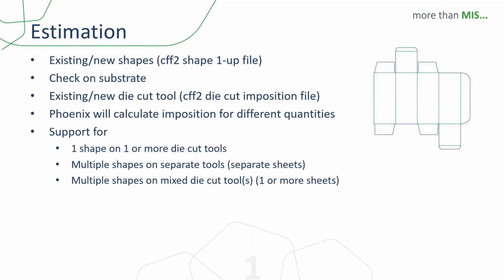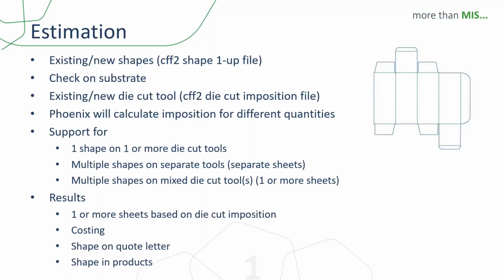So this solution supports one shape on one or more die cut tools. This supports multiple shapes on separate die cut tools, meaning I select multiple shapes and I select different die cut tools. This will create for me a quote on separate sheets. And the third option is I select multiple shapes on mixed die cut tool or die cut tools to create one or more sheets depending on the quantities.